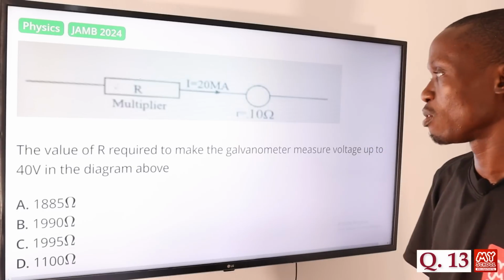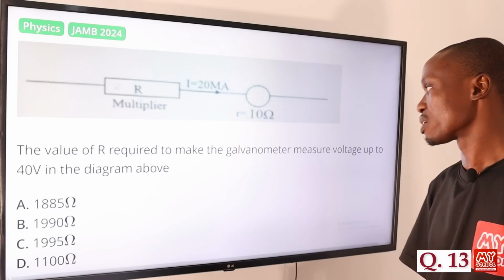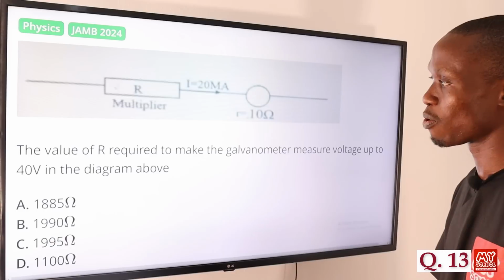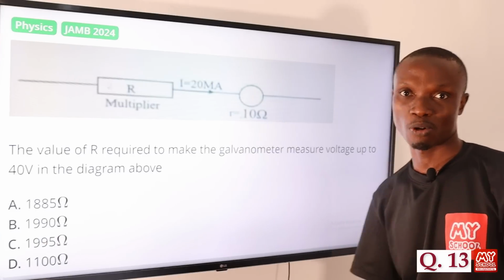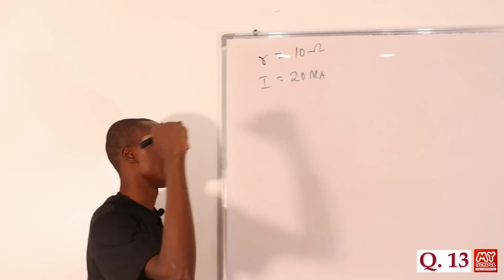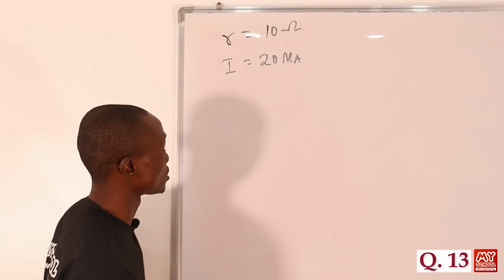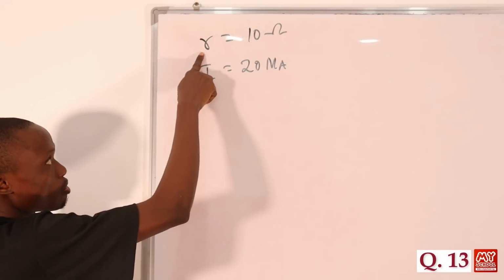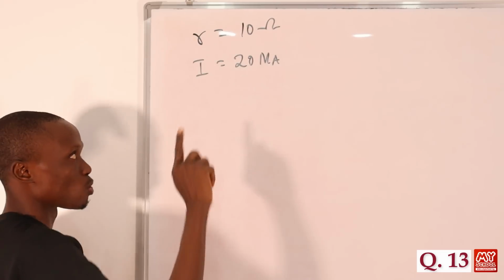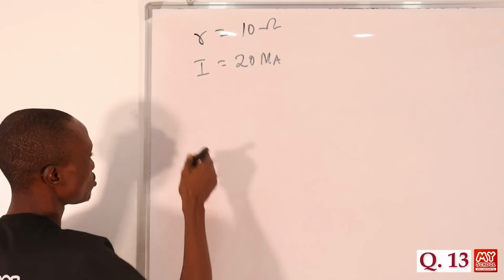Question 13. The value of R required to make the galvanometer measure voltage up to 40 volts in the diagram above is. So let's move over to the board to provide answer to this question. These values are extracted from the diagram that is given above, where R here refers to internal resistance, while I here refers to galvanometer current. So we have to use this formula.